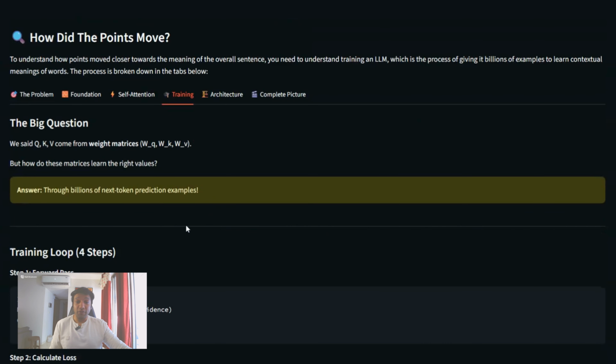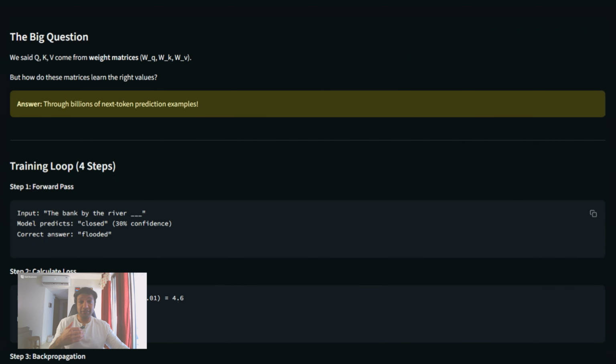How are we going to do that? We are going to do that by running a loop of the same self-attention mechanism, but with known examples and billions of examples, right? Let's go with this example. The bank by the river, the next token, ideally in my data set, should be flooded, but the model predicts closed, right? Very clearly, this is the first example. The model will be like, okay, from whatever I understand, the next token should be closed. But the known right answer is flooded, right?